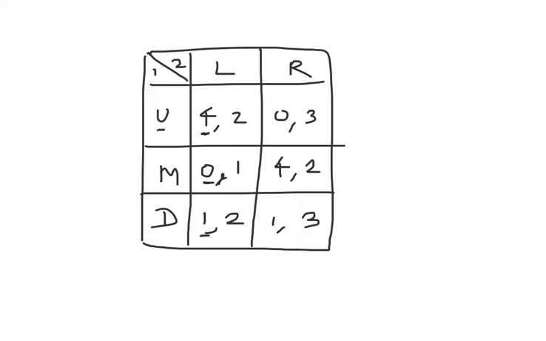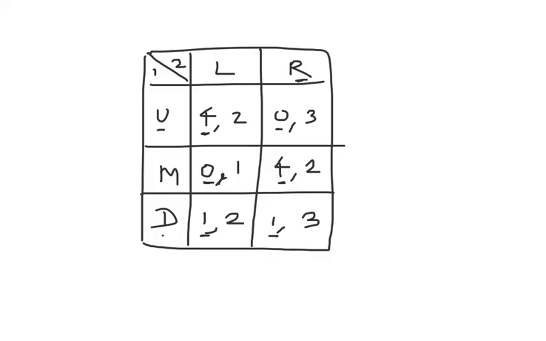But if player 2 plays R, then what happens? If player 1 plays up, he gets 0, which is inferior to playing M, where player 1 gets 4, or playing down, where player 1 gets 1. So clearly up does not dominate middle or down. And similarly, you can look at the other 2 strategies of player 1, middle and down. They don't dominate the other strategies either. So there is no strict dominance for player 1 in pure strategy.